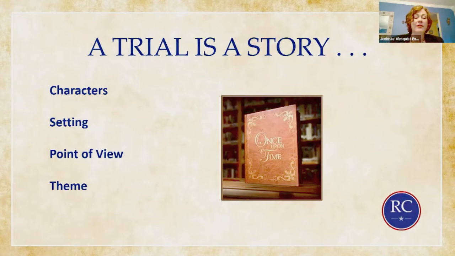Oftentimes in a trial, there is a theme. You have a theme of innocence, for example, for someone who's accused of a crime that you are defending. Or you have a theme of not telling the truth if you're trying to paint a witness as being a liar.